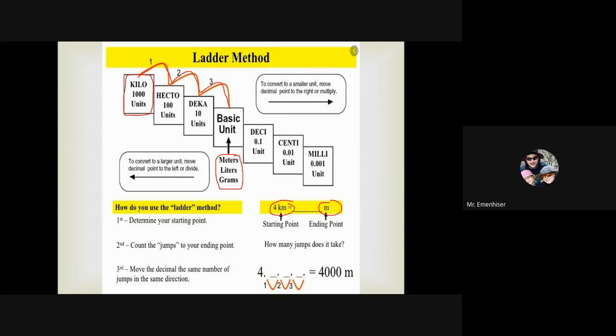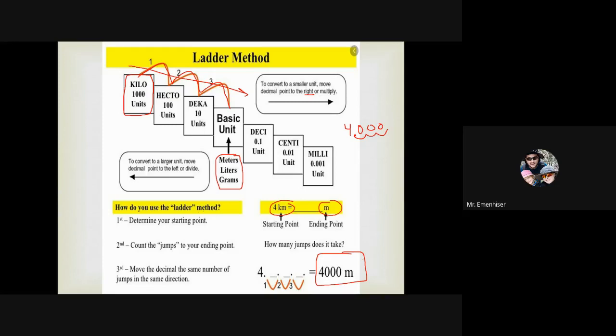It says to convert to a smaller unit, move the decimal point or multiply. So we're going to start with 4.0. We're going to move our decimal place to the right. It says it right there, because we're going this way. We're starting here, and going this way. So we're going to move that decimal place 3 places to the right: 1, 2, 3. Add in our zeros. 4,000 meters is what we get.